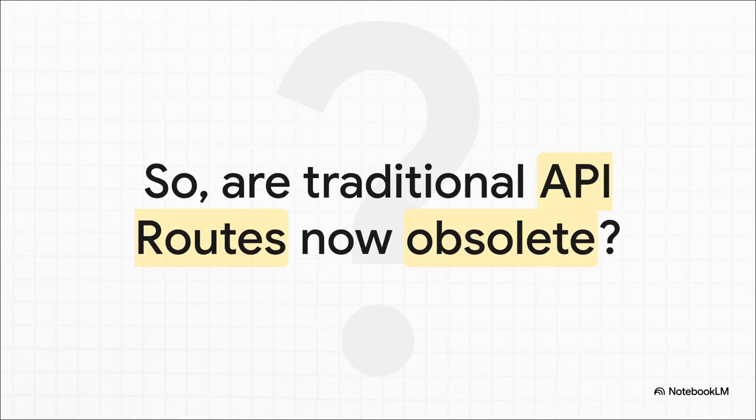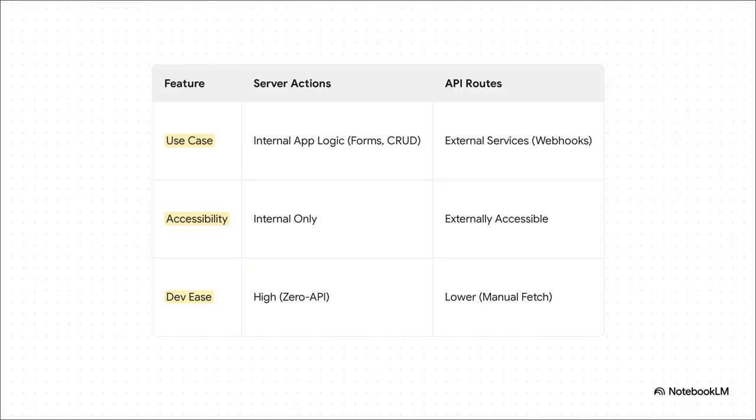This isn't a situation where one is better than the other. It's all about picking the right tool for the right job. And this table really lays it all out. Think of it this way. Server actions are for your app's internal business. They're for forms, for CRUD operations, for all the things your Next.js app needs to do for itself. API routes, on the other hand, are for the rest of the world. They're your public-facing door. You use them when you need an endpoint that an external service can hit, like a mobile app, a webhook from another company, or a public API you're offering to other developers.